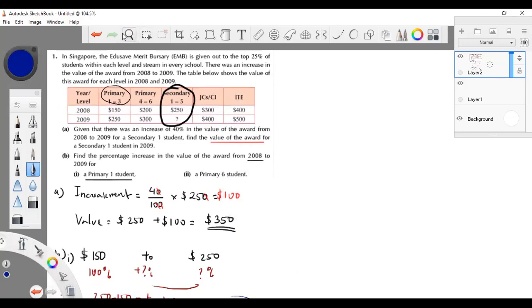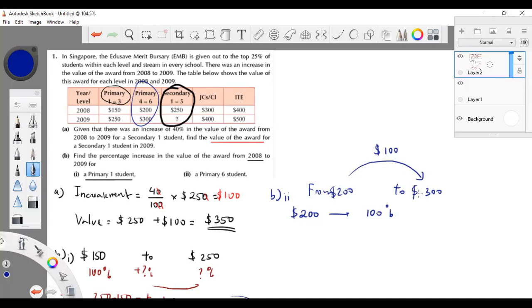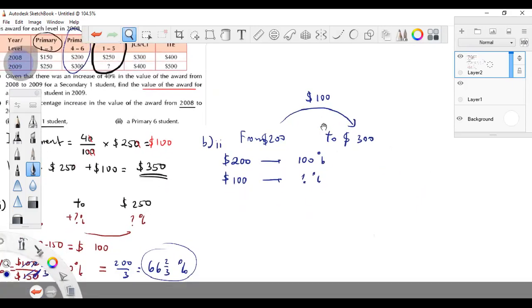Okay, now how about part B, part 2, primary 6 students? I will give you another idea. From 200, because primary 6 is here, to 300. Again, $200 is representing 100% because it is the original. The question is, what is the increment? The increment is 300 minus 200, so the increment is $100. And this will be how many percent? That's the question.